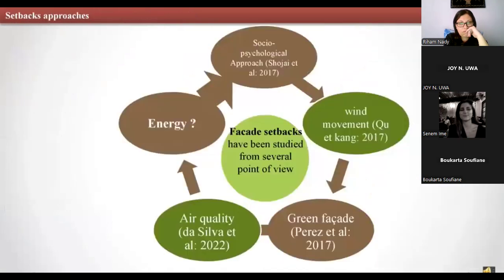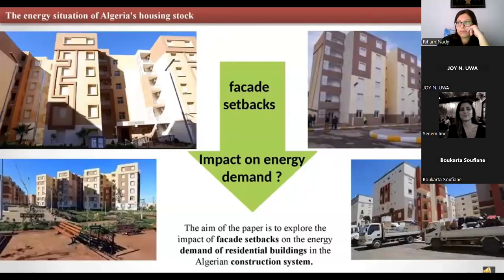Facade setback has already been studied in several papers, but has been approached by a socio-psychological approach, like it has been done by Shujai et al., also by the work of Q. Kang to study the wind movement, or green facade with Perez et al., air quality like the work of Da Silva et al., and now the energy demand. This is our purpose in this communication.